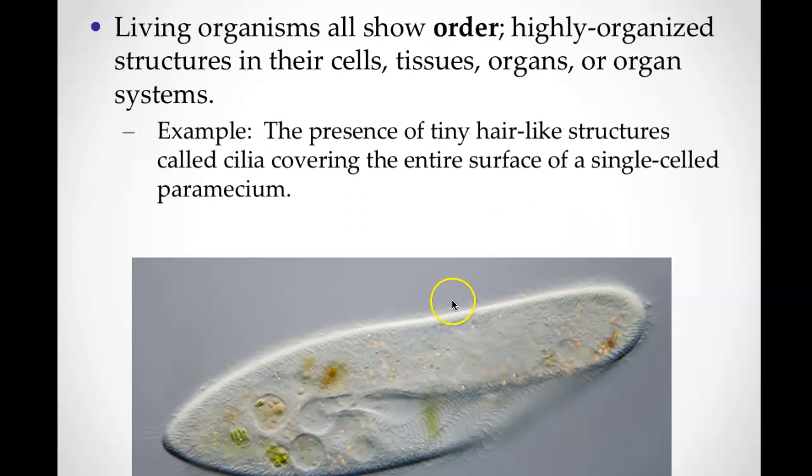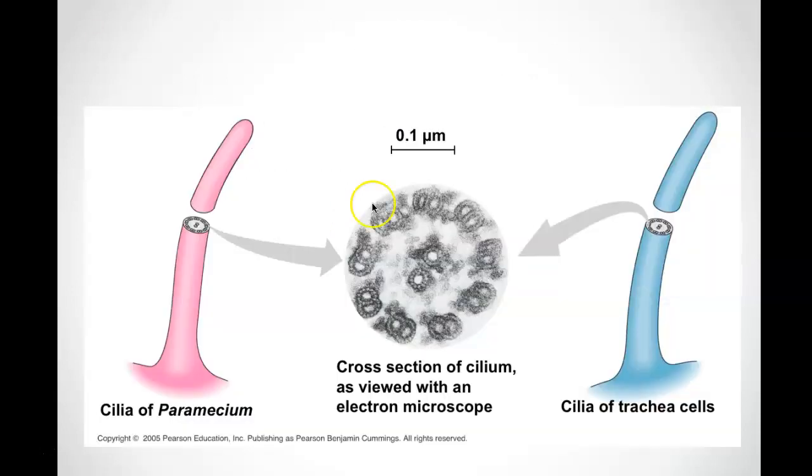But anyways, this is a paramecium, a unicellular protist, and you can see that there's little tiny hair-like structures called cilia, and that's what helps them swim around. So that's just an example of the order of a unicellular organism.